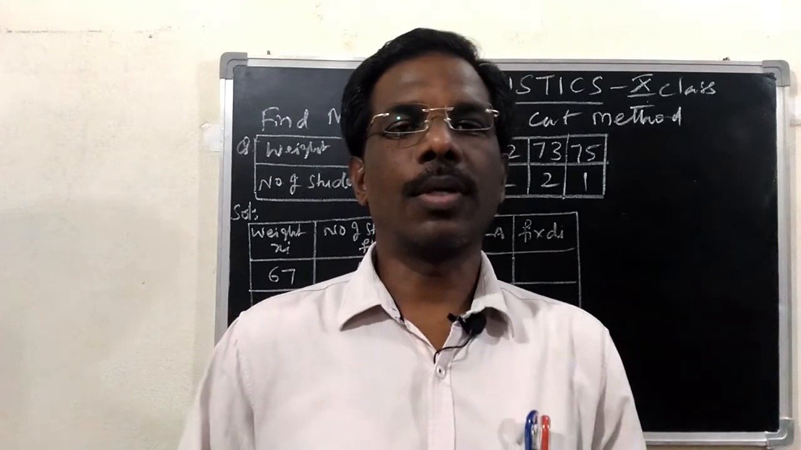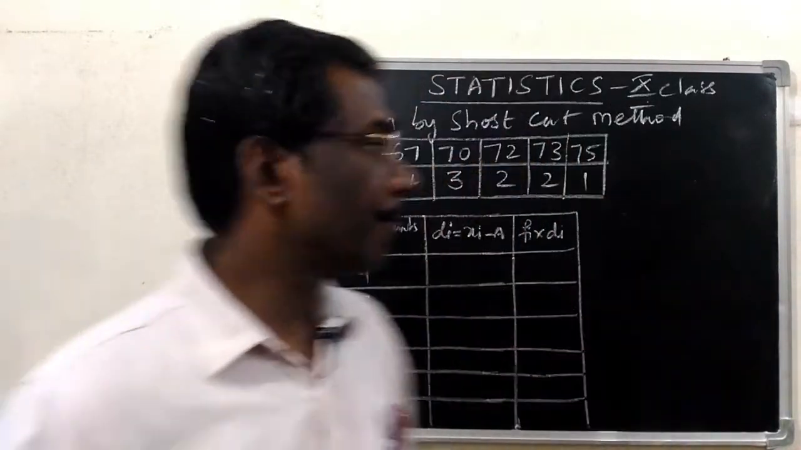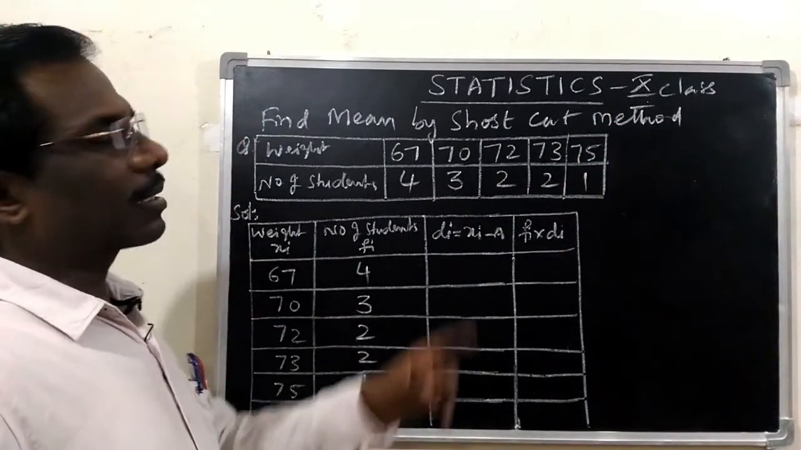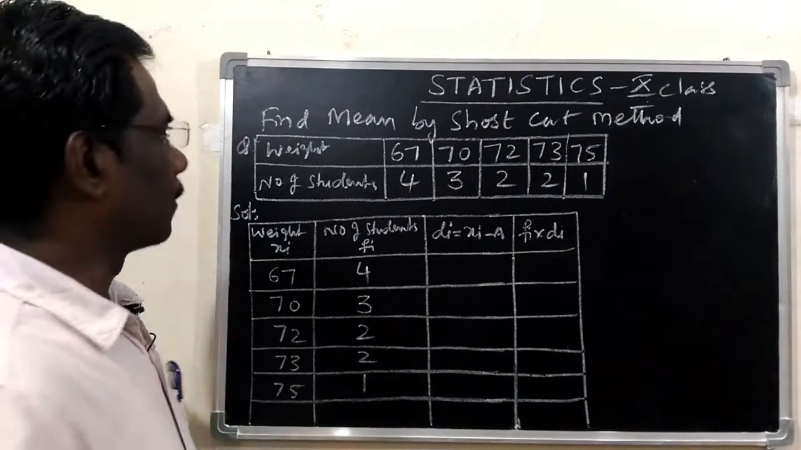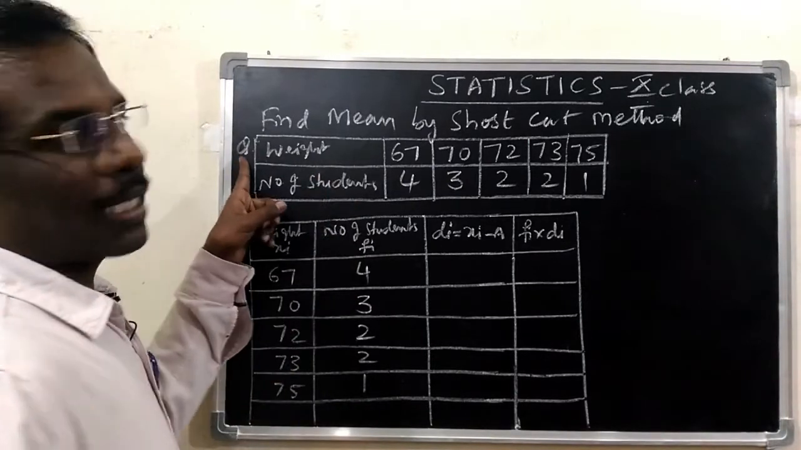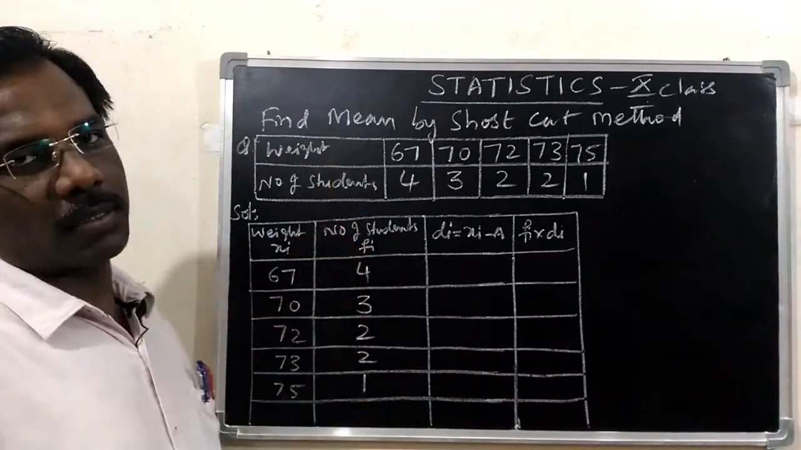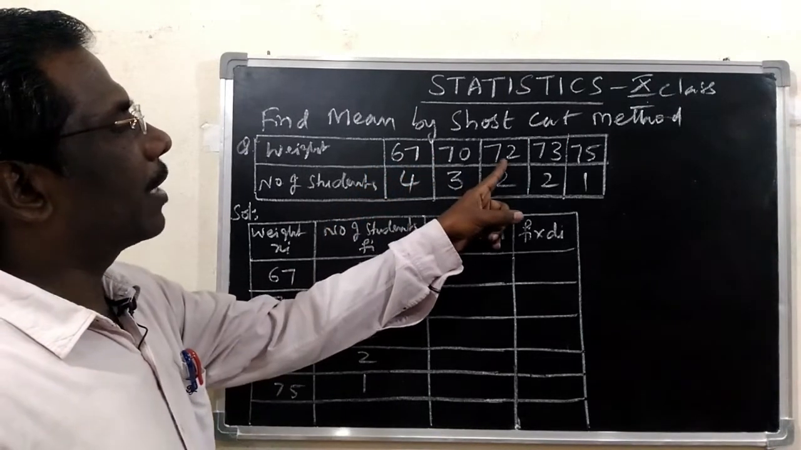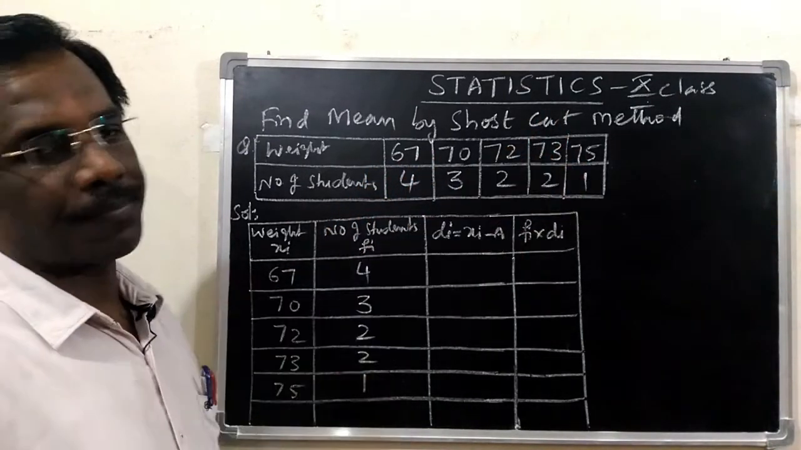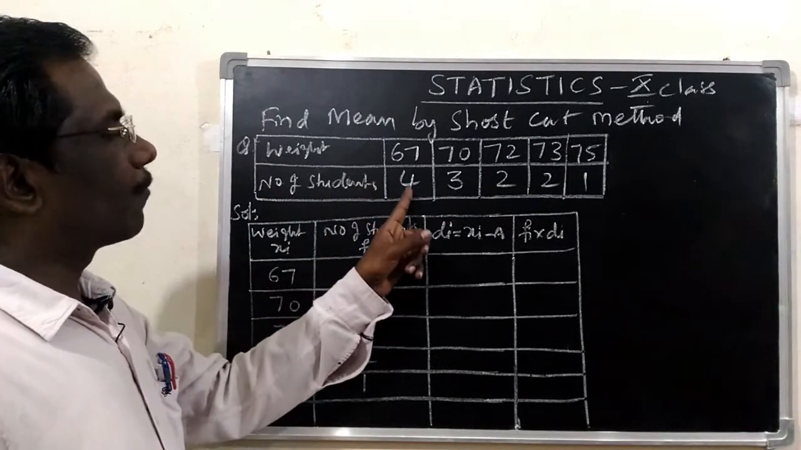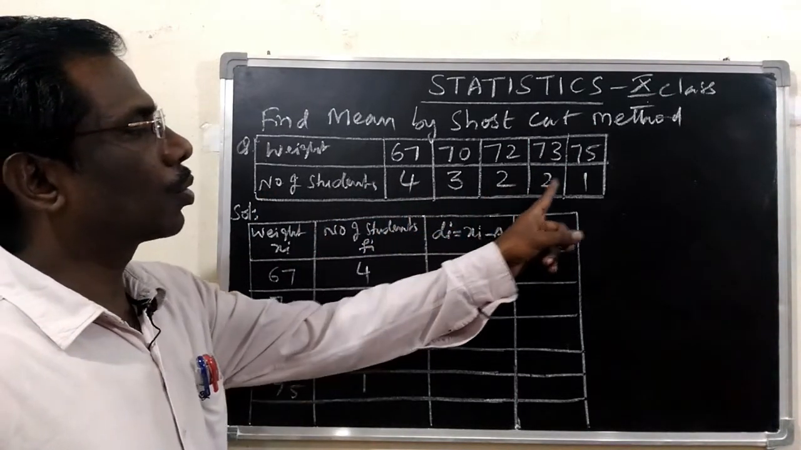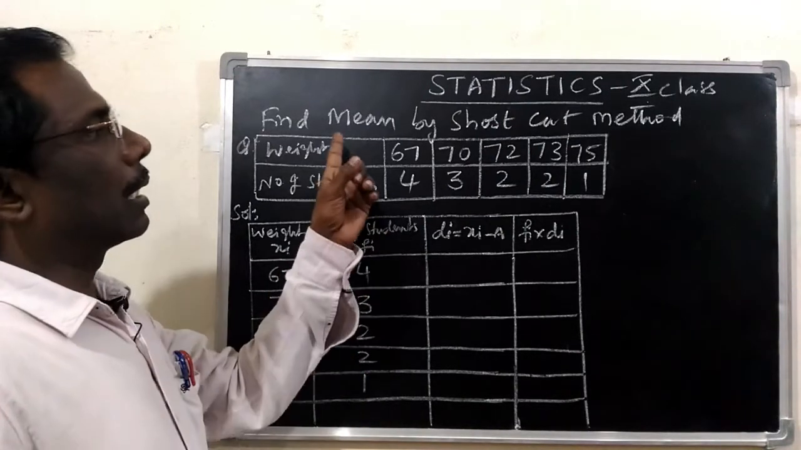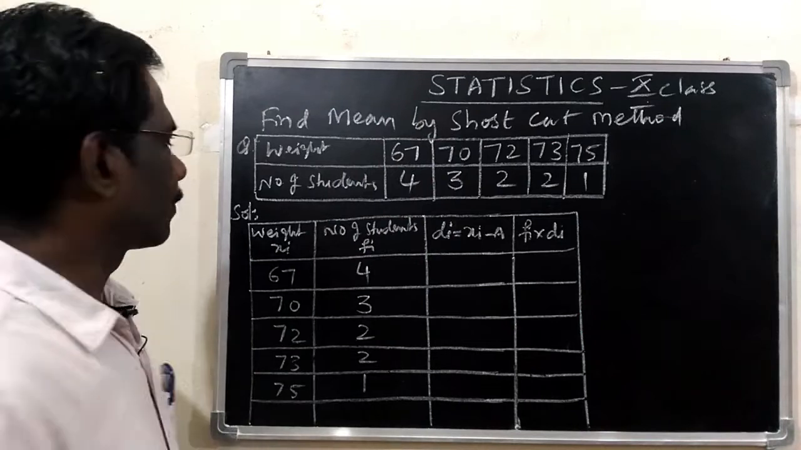Hello students, today I am explaining how to find a mean by the shortcut method for a discrete frequency distribution table. Here in the question they have given weight and number of students. The weights given are 67, 70, 72, 73 and 75. The number of students are 4, 3, 2, 2, 1. Now I am going to find the mean by the shortcut method.